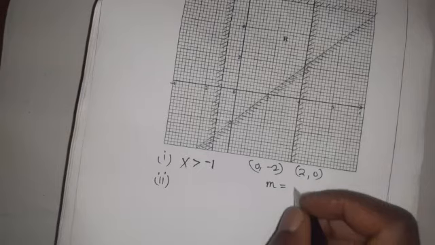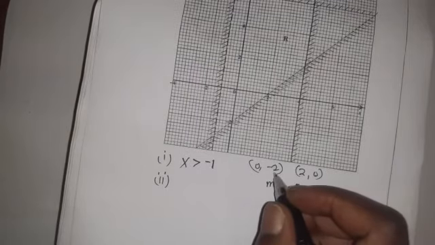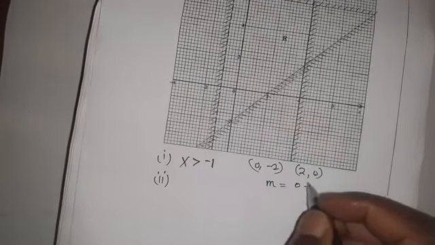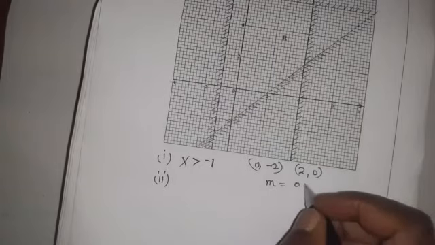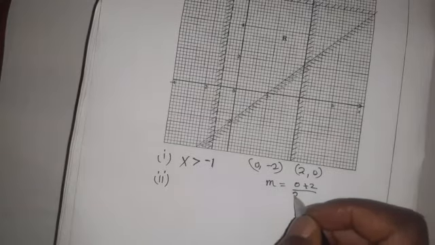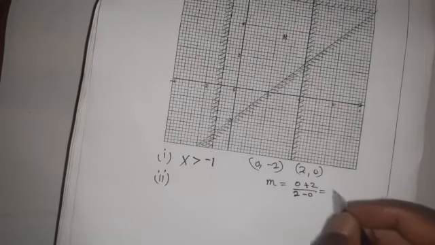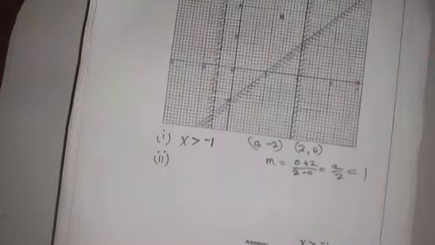The gradient is y2, which is 0, minus y1. Okay, so because of the minus here, we are going to add. Then we have also now x2, which is 2, minus x1, which is 0. So we're going to have 2 over 2, which is going to give us 1. So the gradient is going to be 1.